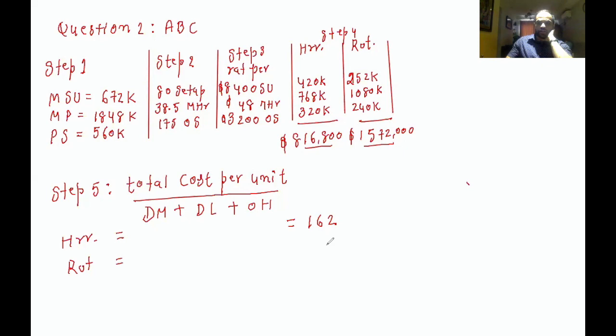For rotator, it's 192, right? Rotator is 190, sorry. Zero. All right. So that's your overhead cost.